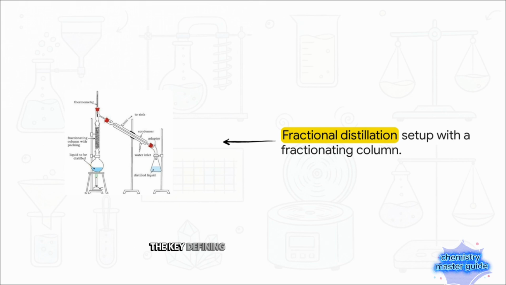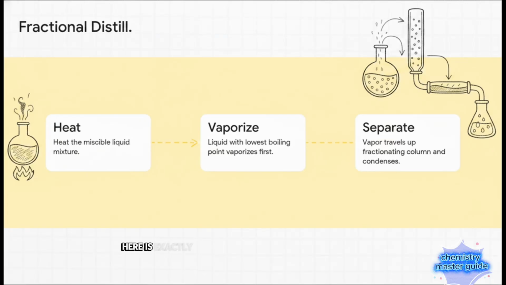The key defining difference here is that tall, vertical glass tube sitting right on top of the heating flask, before the condenser. That is the fractionating column, and it is usually tightly packed with tiny glass beads. Here is exactly how that column performs its miracles. When we heat the mixed liquid in step 1, both liquids actually try to evaporate and rise up. But step 2 is the key. The liquid with the absolute lowest boiling point vaporizes much more readily.